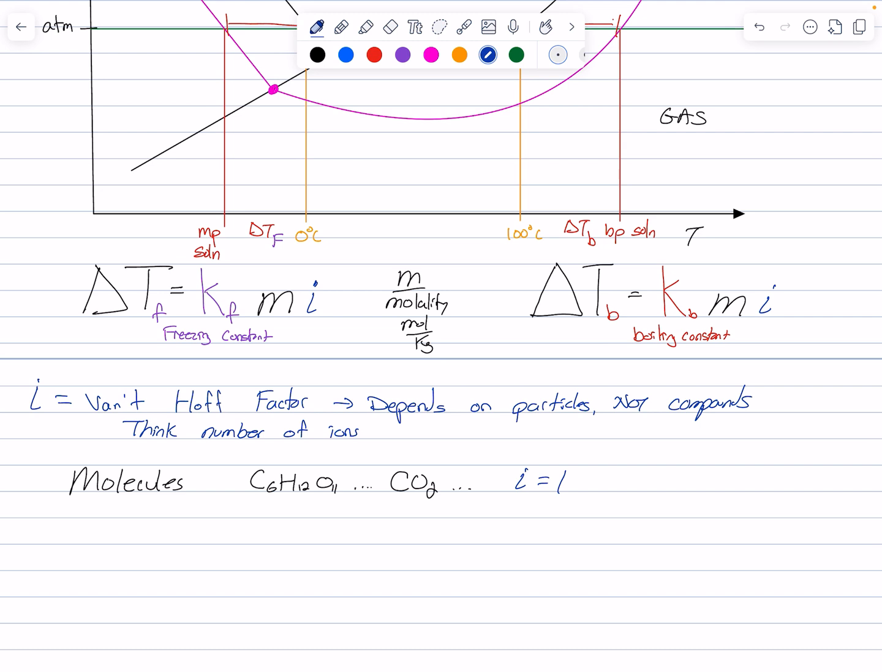All right? Now, think of NaCl, right? Or sodium oxide, or aluminum sulfate. Right? Sodium chloride is 2, right? i is 2. Sodium oxide, i would be 3. I would have 5 particles for aluminum sulfate.